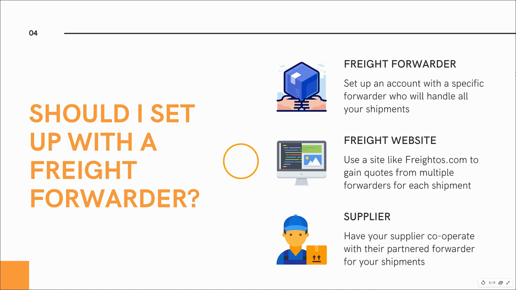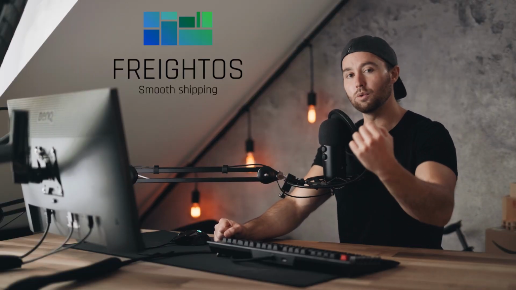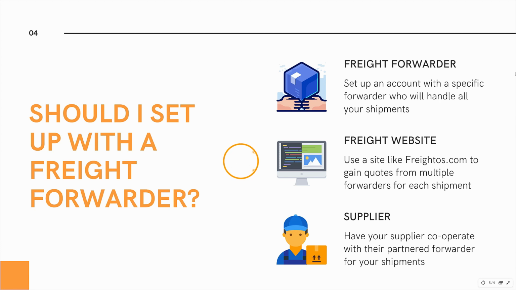Option two is you use a freight website of some sort. I personally like to use freightos.com, which I'm going to show you in a moment. But here you're gaining multiple quotes from multiple freight forwarders from one website, and you're doing that for each individual shipment. So as the shipment's ready to go, you're getting this whole string of quotes and then choosing how to ship that shipment. So a bit different to number one, but I will show you more on Freightos in a moment.